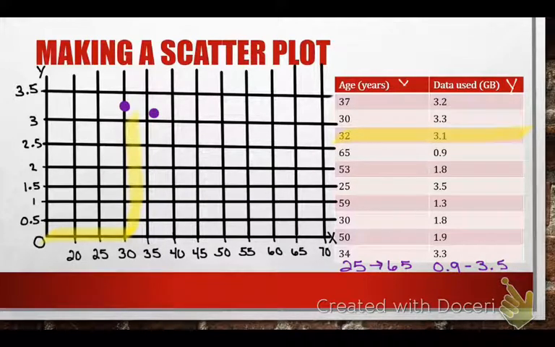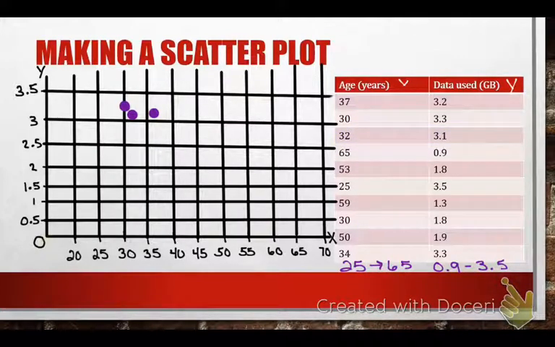Okay, so you don't have to do the highlighted part. Don't do the highlighted part. I'm only showing you that for the video so you can get a visual. You're only plotting the points. Don't do that tracing thing. Okay, so I've just plotted now the first 3 points from the table.